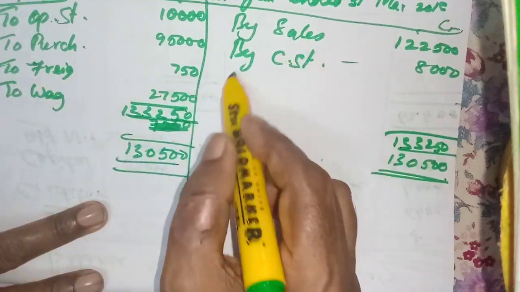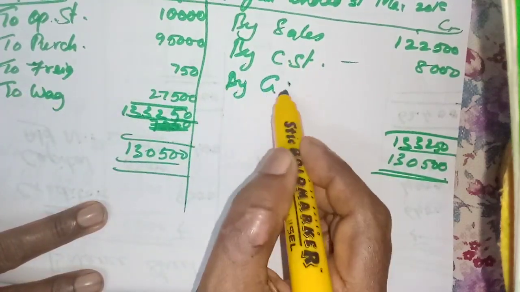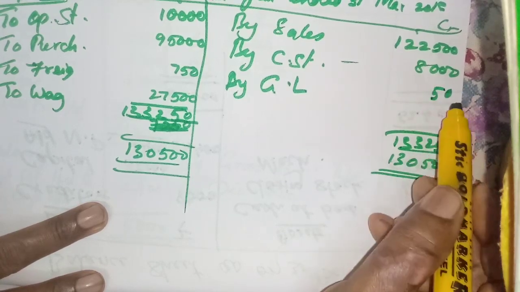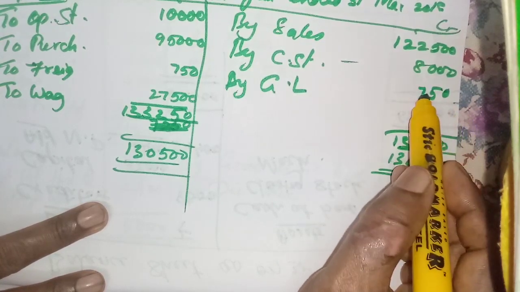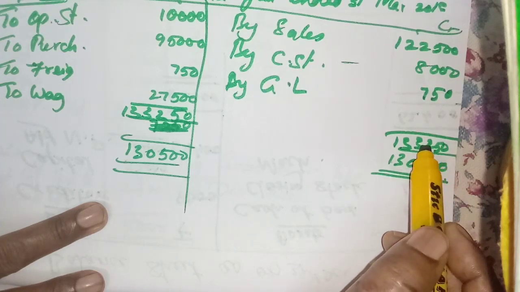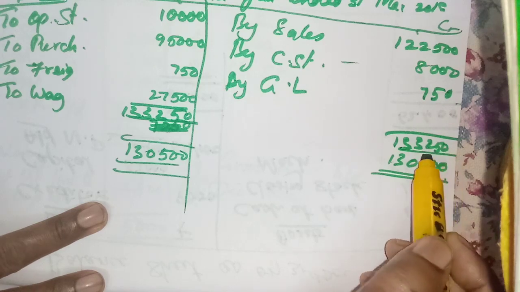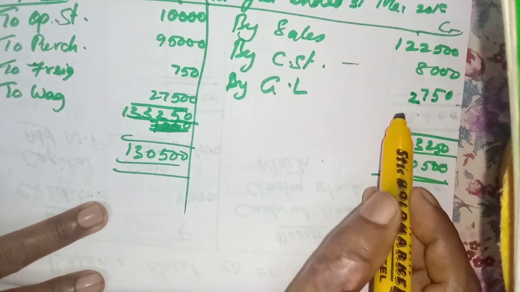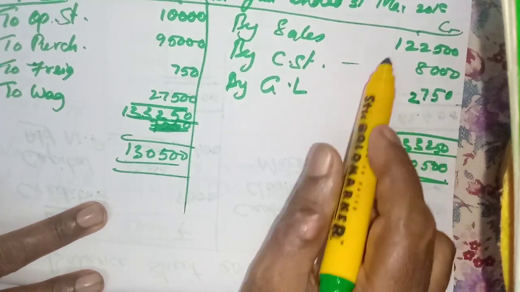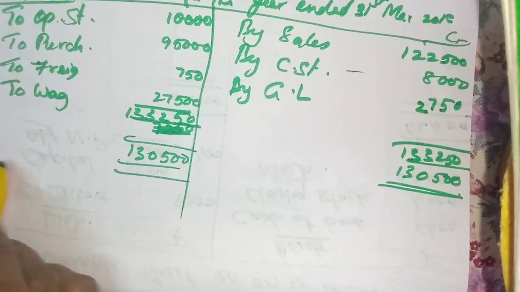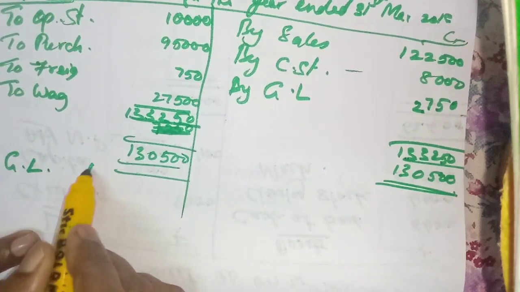So by gross loss. Okay, 5 plus 7, 12. Balance 1, 9, 11. 11 plus 2, 13. Okay, balance 1, 3, 1. So okay, 2,750. So gross loss brought down, 2,750.